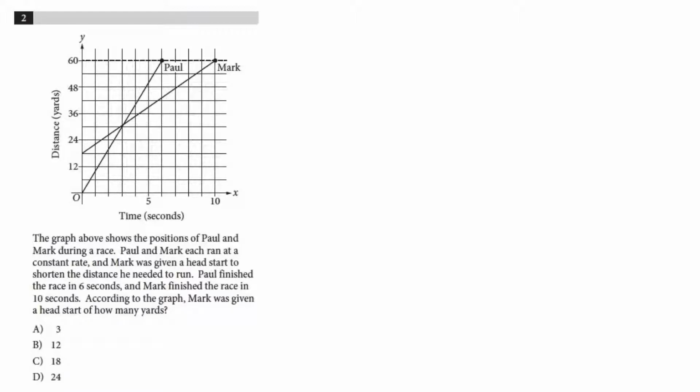Number 2. The graph above shows the position of Paul and Mark during a race. Paul and Mark each ran at a constant rate and Mark was given a head start to shorten the distance he needed to run. Paul finished the race in 6 seconds, and Mark finished the race in 10 seconds. According to the graph, Mark was given a head start of how many yards? Well, looking at this graph, we should see right away that at 0 seconds, Paul was at 0, and at 0 seconds, Mark was at, well, that looks like 18. So the head start was 18 yards.